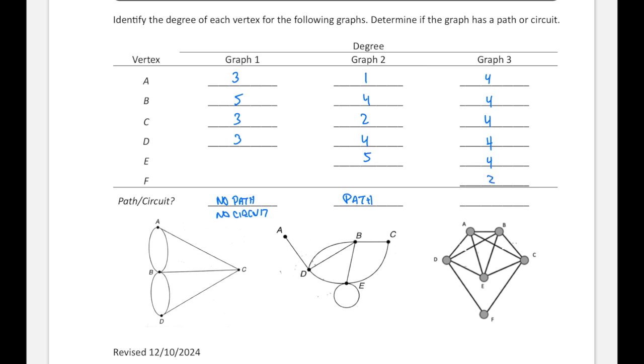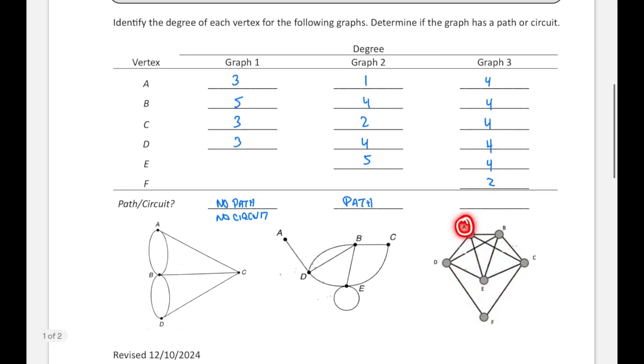Now the very first one, everything was odd. The second one, we had 2 odds. The third one, everything is even. Let's see if we can come up with a circuit. I'm just going to go alphabetical order. A to B to C to E to B to D to E to A to C to F to D to A. That time we started at A and we ended at A. We've got a circuit.